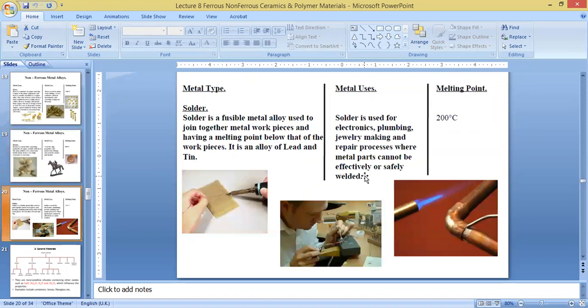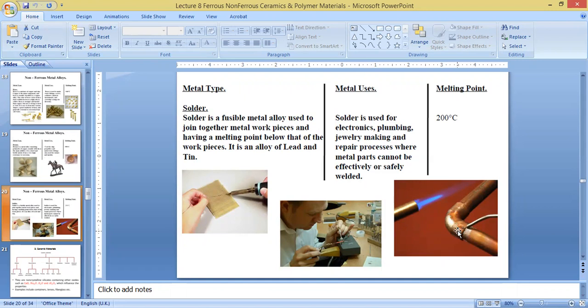Solder, we know soldering. This is common where you take your phones or computers for fixing. Usually you'll have to solder if it's a hardware problem. Solder is used for electronics, plumbing, jewelry making, and repair processes where metal parts cannot effectively or safely be welded. It's a fusible metal alloy used to join together metal workpieces. You just let some solder melt there so you can join these two components together.